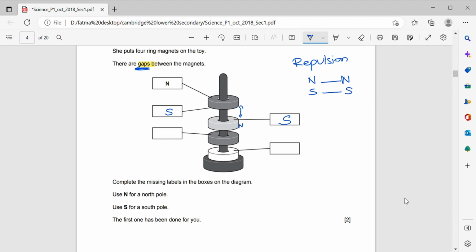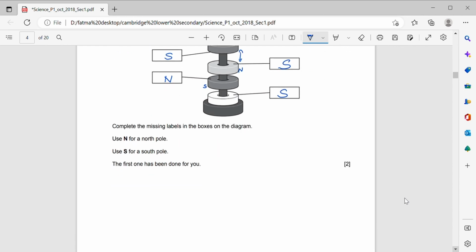Okay, so what would be here on the top? N, great. Here N on the top and S on the bottom. And here repulsion between these two magnets. This means this is the south. Okay, next question.